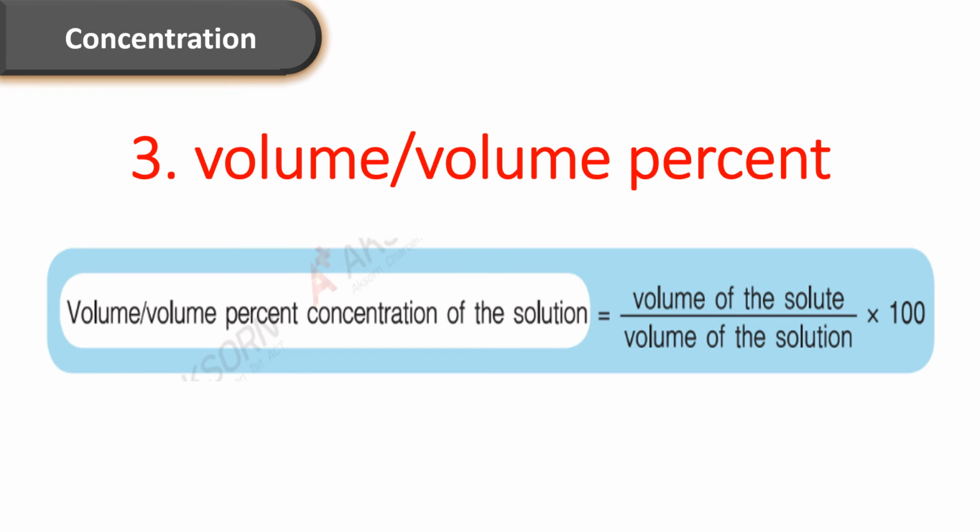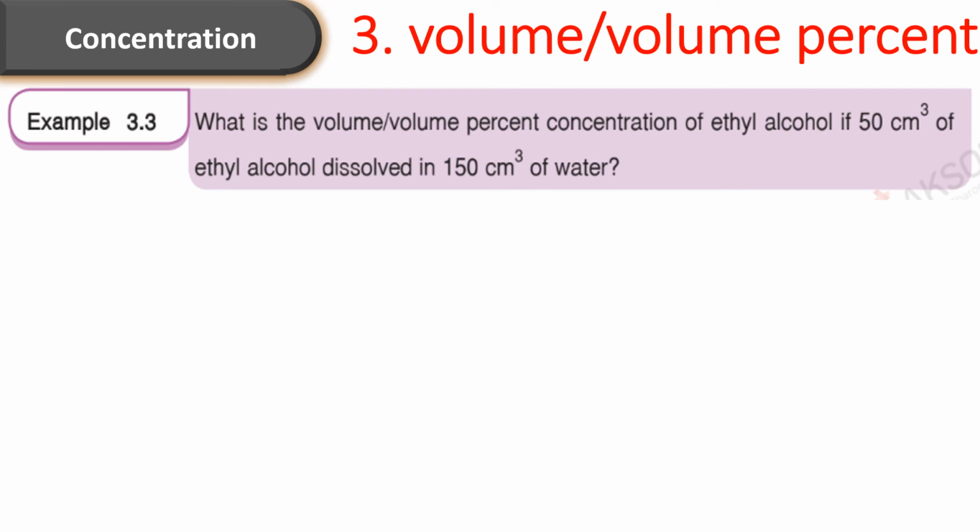And finally, we have your number 3, or the third formula, volume over volume percent, wherein the volume of your solute is dissolved in your volume of your solution. So our formula here will be volume of the solute over volume of the solution, wherein still the same, solute is the numerator and solution is the denominator. Okay, let's look at our example here. What is the volume over volume percent concentration of your ethyl alcohol if 50 cubic centimeter of ethyl alcohol is dissolved in 150 cubic centimeter of water?